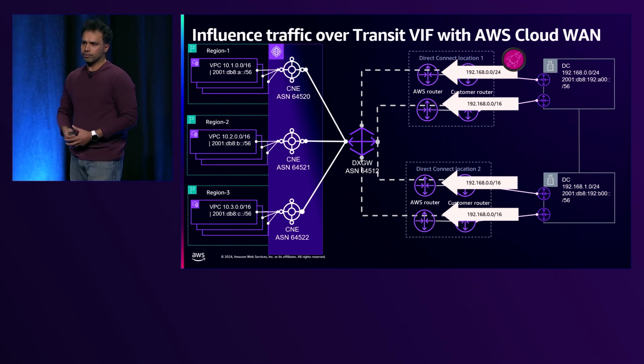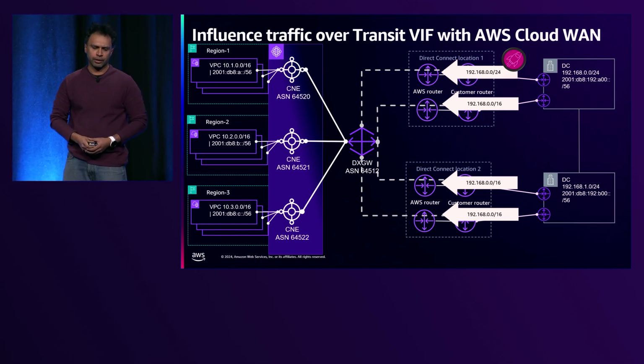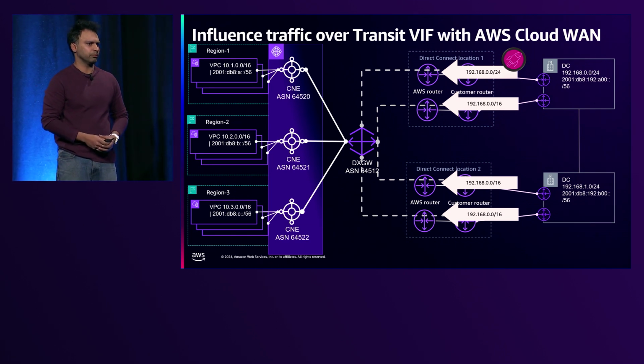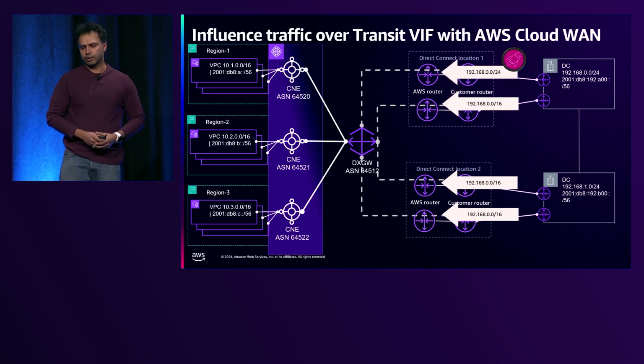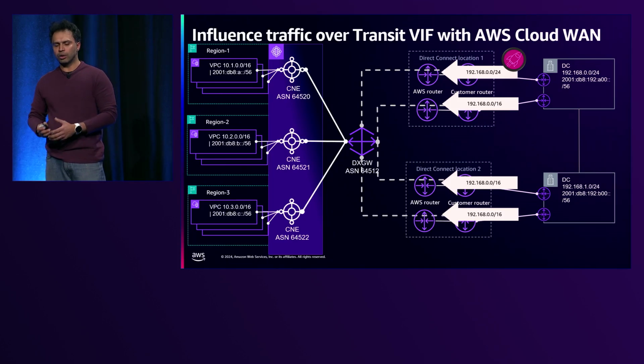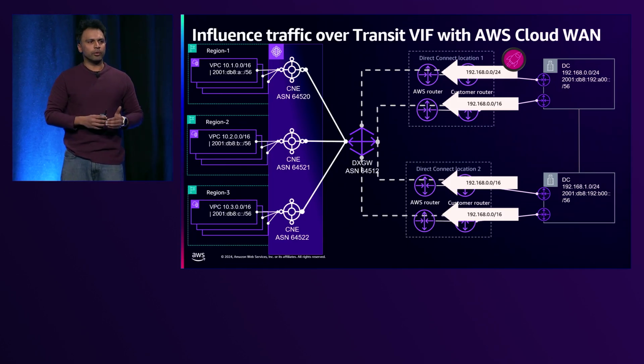But often it's not possible to send more specific routes from each of the connections, and we work with customers who can only advertise a summary from each of the links. In that case, you can use BGP attributes like AS path prepending and local preference to influence traffic from AWS to on-prem.